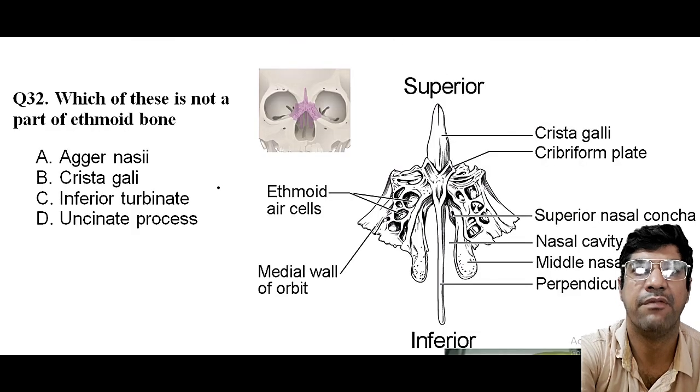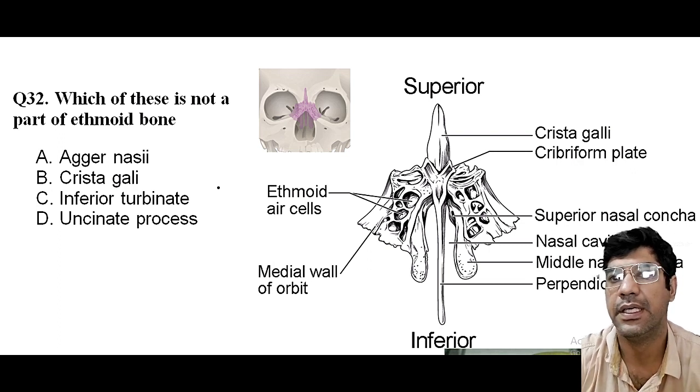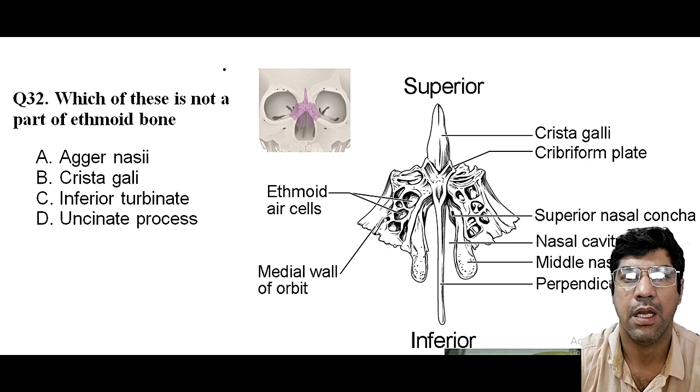Moving to the next question, which of the following is not a part of ethmoid bone? The answer is inferior turbinate. Well, agger nasi is a small bony ridge located in the upper part of the nasal cavity. It's part of the ethmoid bone and it contributes to the nasal septum.